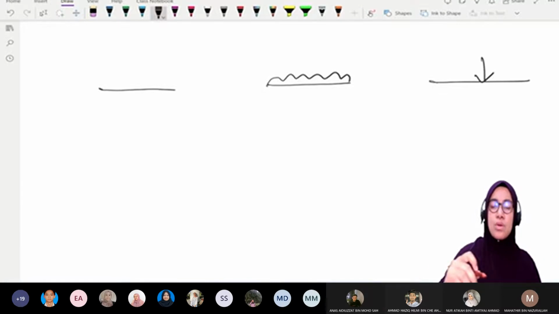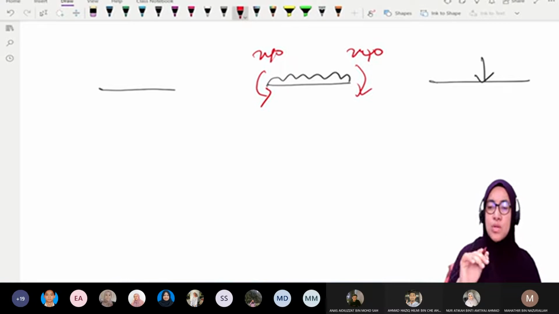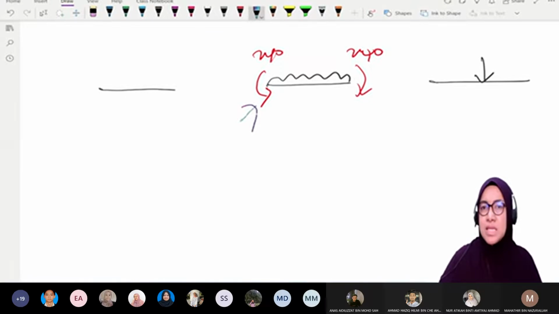For the UDL just now, we calculate the fixed end moment, and it is like this. The value is 240 and 240 as well. So negative in the table represents this direction. That's why it is negative.